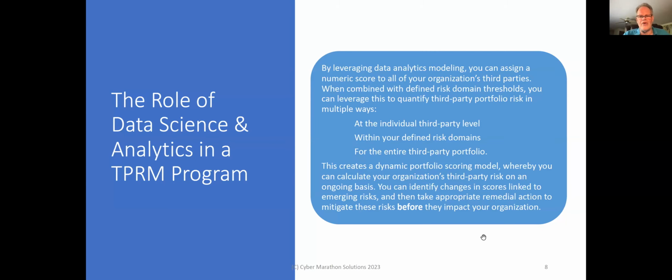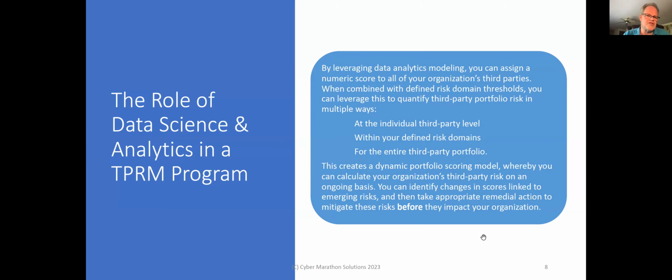For example, all third parties who have access to sensitive or confidential information. It also offers the potential to implement a model where you score the overall risk from third parties for your entire third party portfolio. And having a way to score risk for your third parties allows you on an ongoing basis to calculate the change in risk that either occurs with an individual third party, a risk domain of third parties, or your entire risk portfolio.